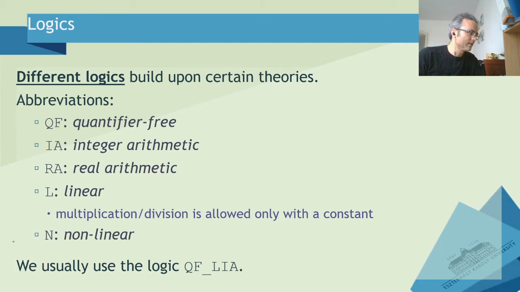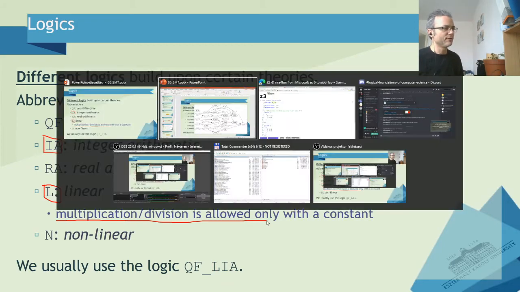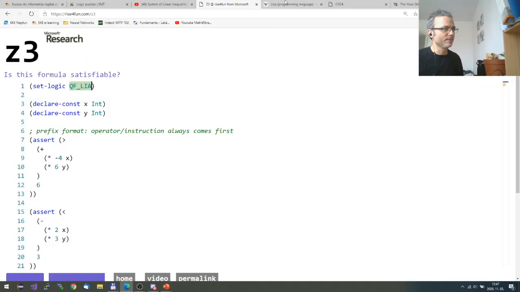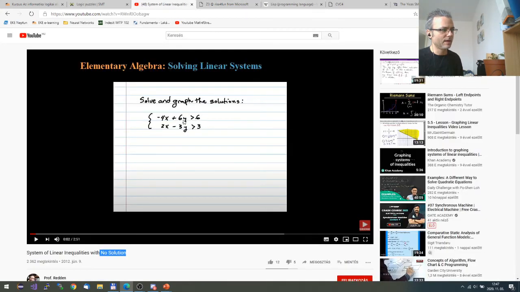IA stands for integer arithmetic, right? So I'm trying to solve the problem over integers. Then L stands for linear. Linear arithmetic is easier to solve than general arithmetic. Linear means that, as it's written here, if you want to multiply or divide something, you can only do this with a constant. And if you look at the problem, here I multiply x and y only with constants. So this can be encoded in linear arithmetic.